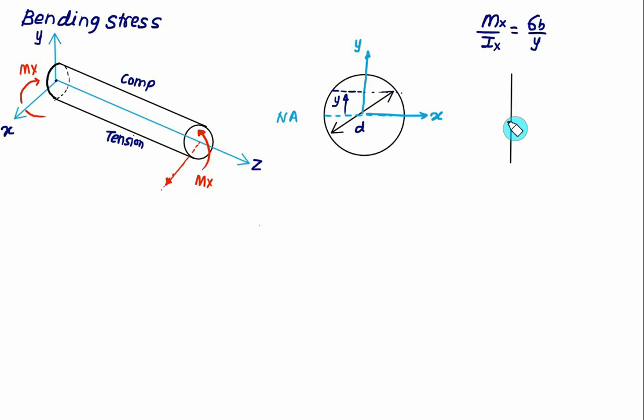Now if you take the edge view of the same circular section, as per the given bending, the top fiber will be in compression, so that value will be shown on the opposite side. Since the y value is maximum on the top fiber, the stress will be maximum, and it's a linear distribution. So this value will go on decreasing. Exactly at the neutral axis, this value will be equal to 0.